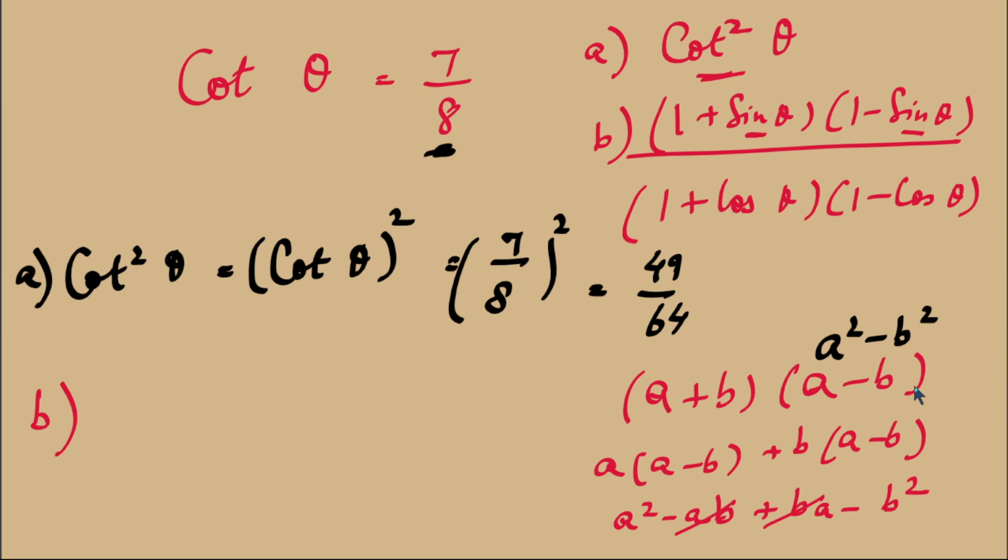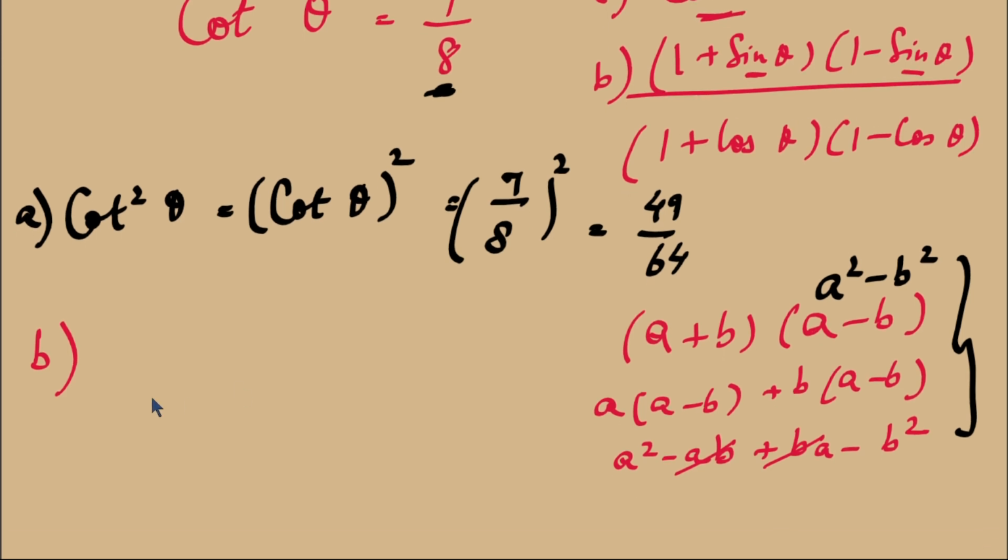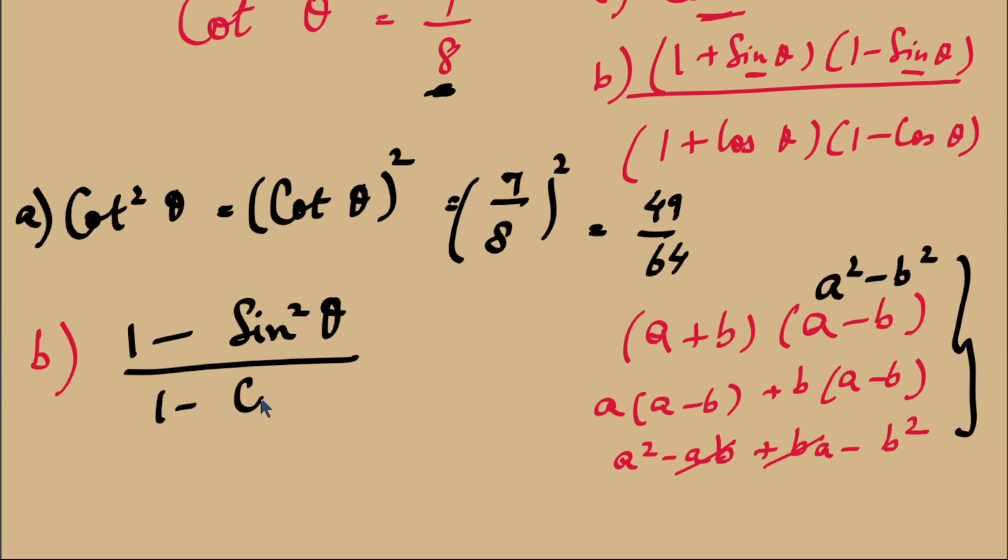So we are going to use the same formula which we already know. 1 plus sine theta into 1 minus sine theta we can rewrite as 1 minus sine squared theta, divided by 1 minus cos squared theta. These two are one and the same. So now let's evaluate 1 minus sine squared theta by 1 minus cos squared theta. And what do we know? We just know that cot theta is 7 by 8. And what is cot theta?